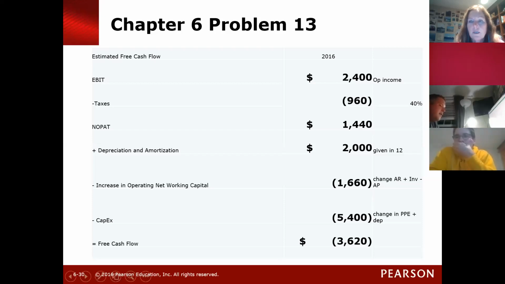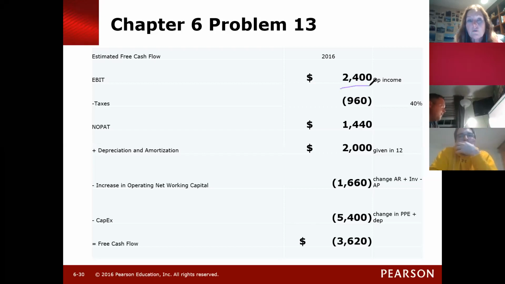Okay. So for this one, we go to the income statement and we start with our EBIT number of 2,400. The nice thing with this problem is there's no non-operating expenses. So we can go back to the formula where we don't have to worry about our investments. So we have our EBIT of 2,400. Our tax rate's 40%, which gives us taxes of 960 to get to NOPAT of 1440.